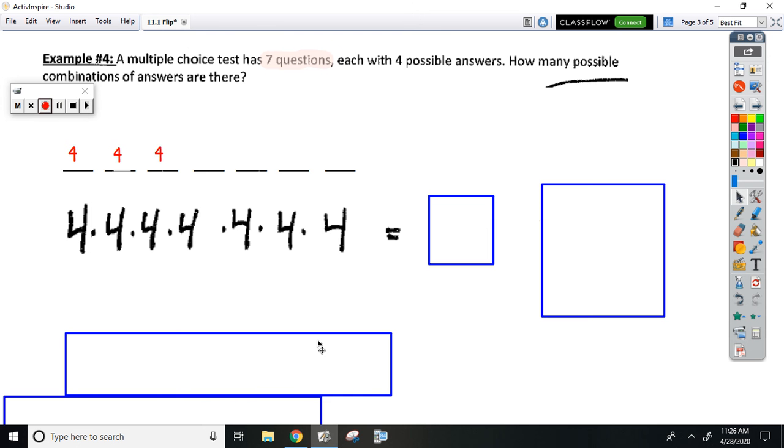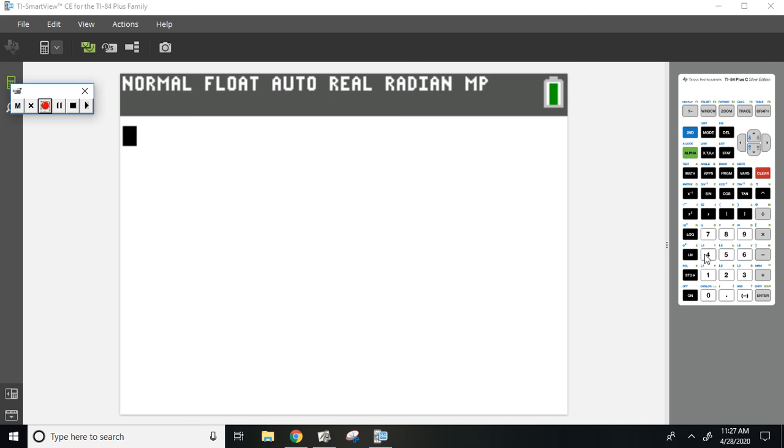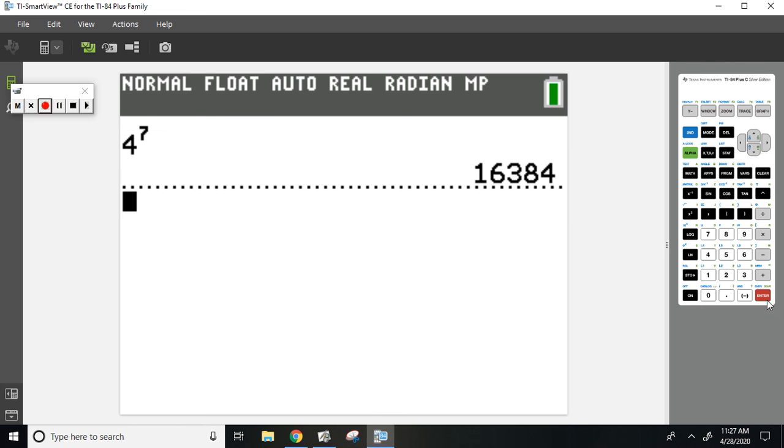Then we use the fundamental counting principle, which is to multiply all of the options together. So it'd be 4 times 4 times 4, 7 times. We can also write that as 4 to the 7th, just to make it easier in our calculator. So in our calculator, we would just do 4, pressing the caret button to the 7th power, and we will get 16,384.